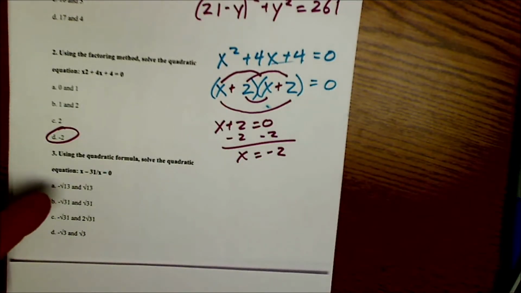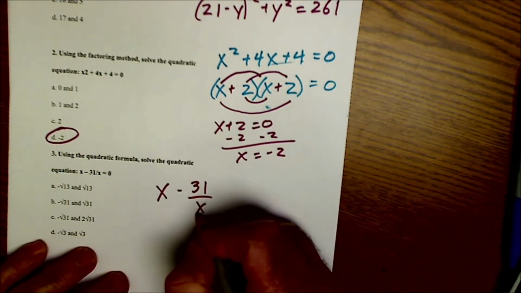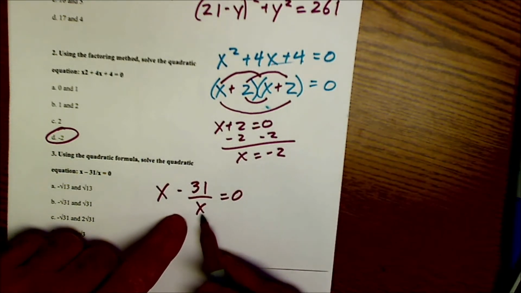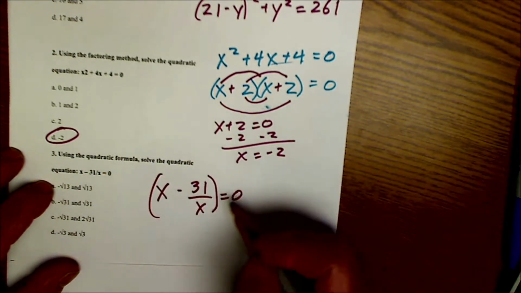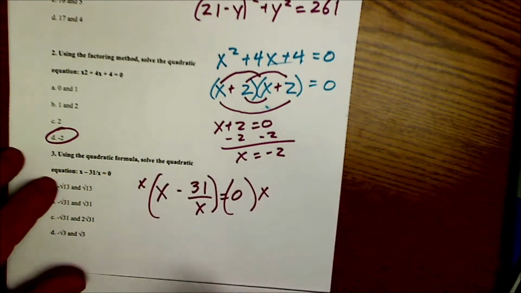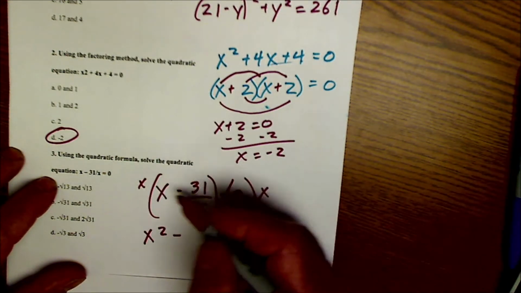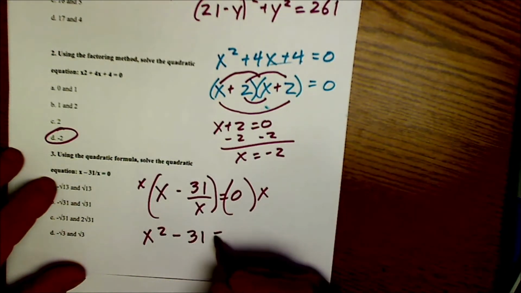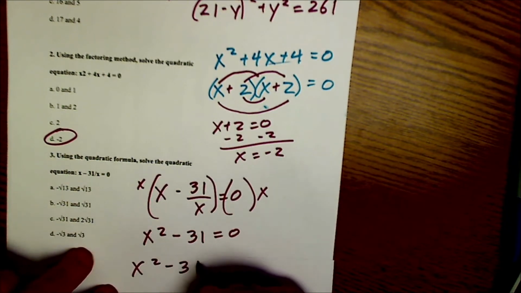Number 3, I have x minus 31 over x is equal to 0. So that's x in the denominator. I need to get that x out of the denominator, so I'm going to multiply both sides of the equation by x. And then I have to distribute that x through here to get x squared minus 31 over x times x. My x cancels. Minus 31 is equal to 0. So I have x squared minus 31 equals 0.